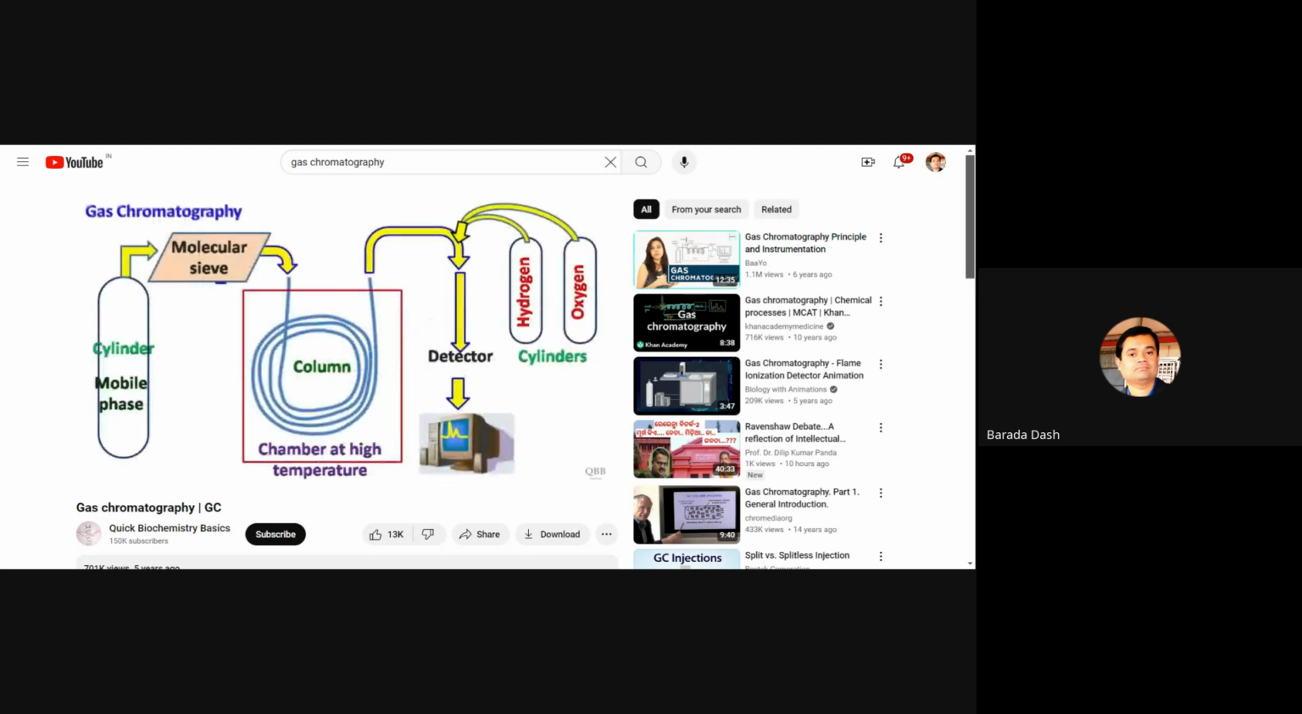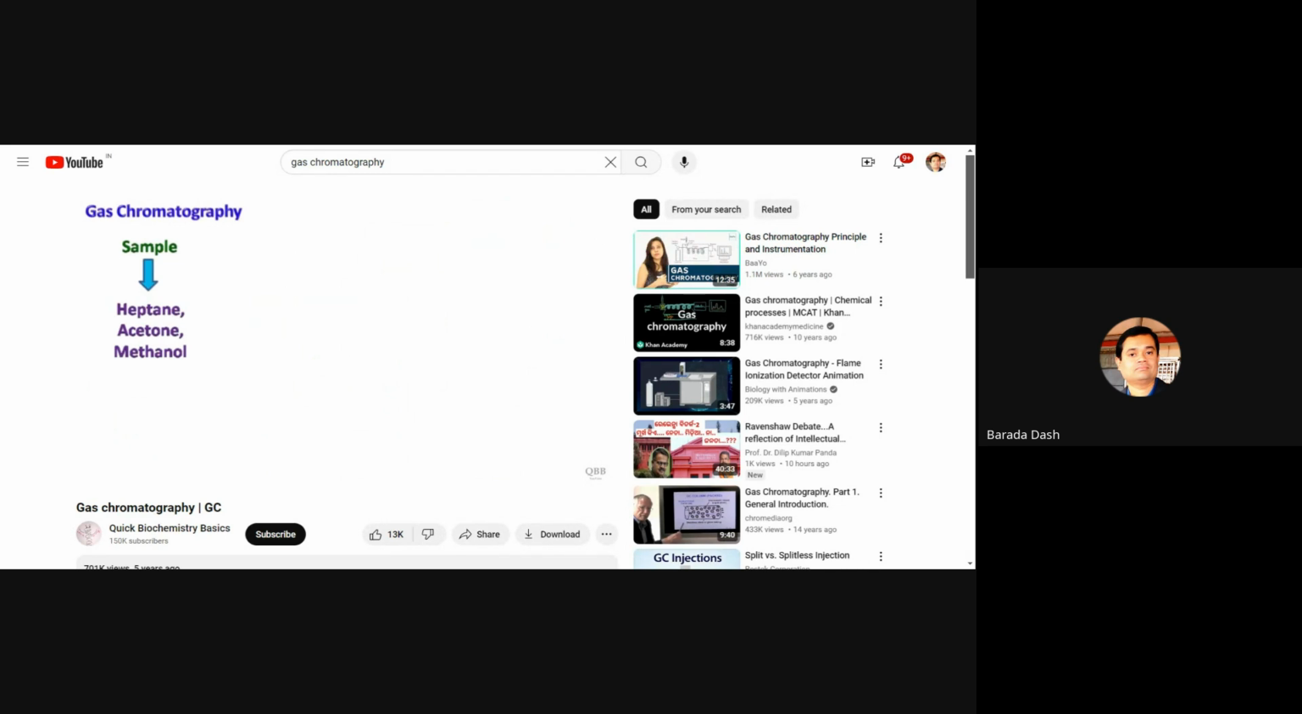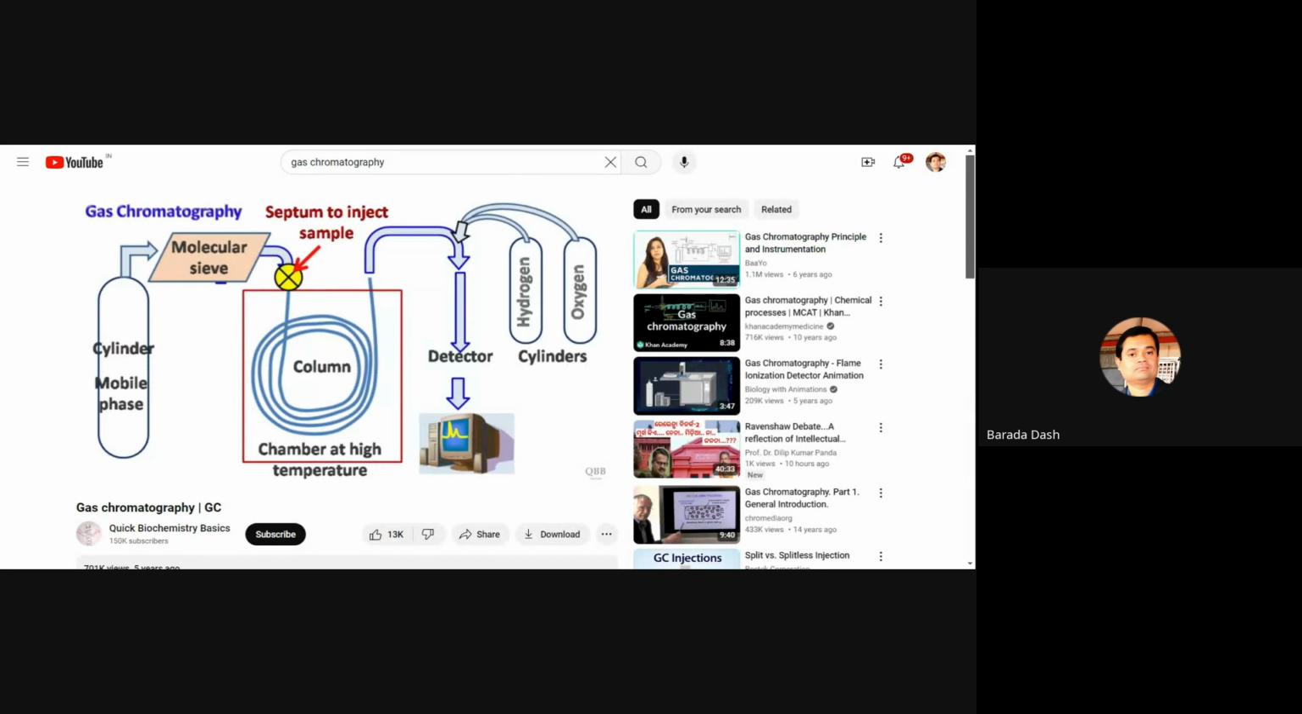Let's see the working of gas chromatography. The sample which is to be separated is mixed with an appropriate volatile solvent such as heptane, acetone or methanol. Just before the column, there is a septum that allows injection of the sample. The temperature of the injection region is kept 20 to 50 degrees Celsius higher as compared to the column. This allows rapid volatilization of the sample. Once the sample is volatilized, it passes down the column where the separation occurs.